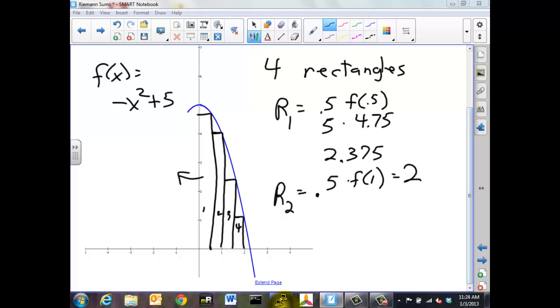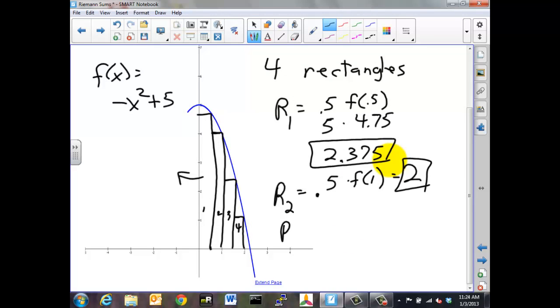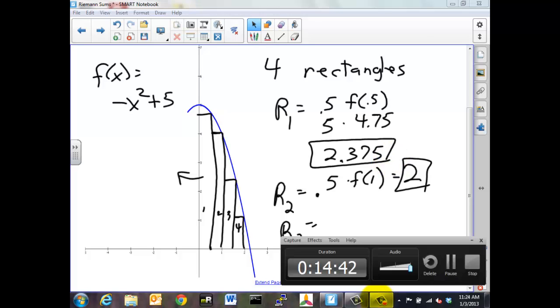So I've got 2.375 is one of my answers, and I've got 2. You see if you can come up with R3 and R4, and then we'll talk about what we can do from there. It's important that you can do this. I know it seems laborious right now, but you need to be able to do this. I'm going to stop here, and we will pick this up after the break.